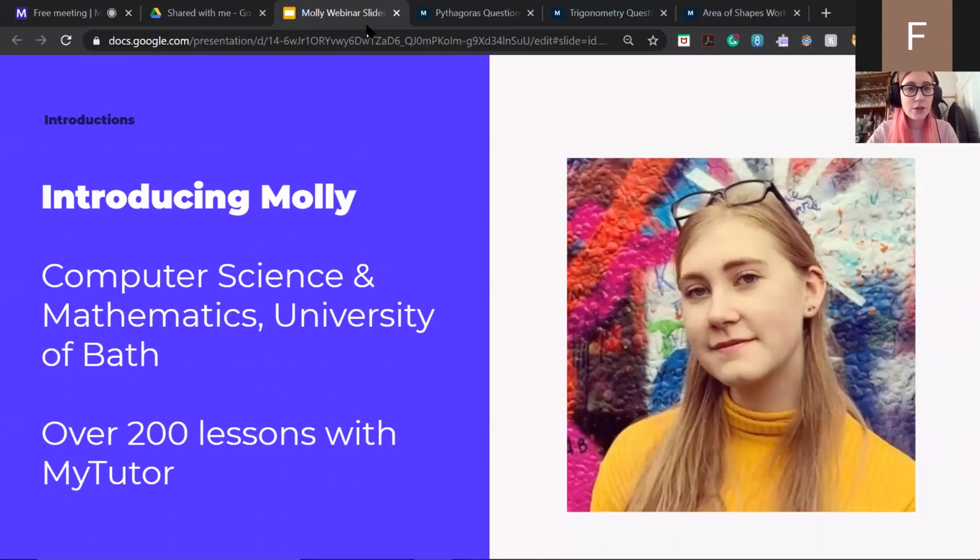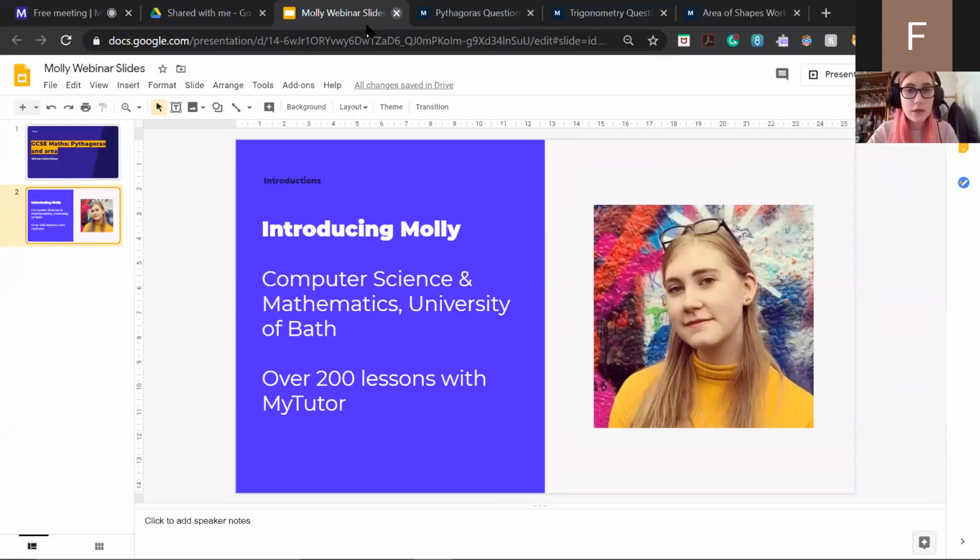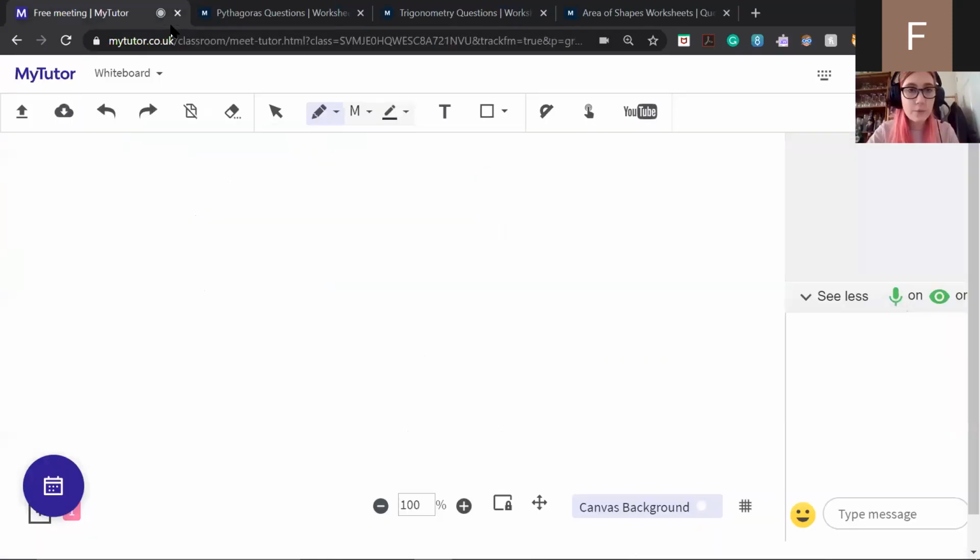Today the format will be: we're going to start off by talking about Pythagoras and what that is and how we use that. Then we'll talk about Sohcahtoa. If you don't know what I'm on about, that's fine, we'll learn that. Then we're going to talk about the area of right-angled and non-right-angled triangles. And then we're going to finish with a Kahoot quiz.